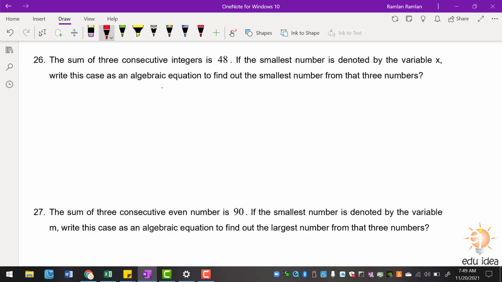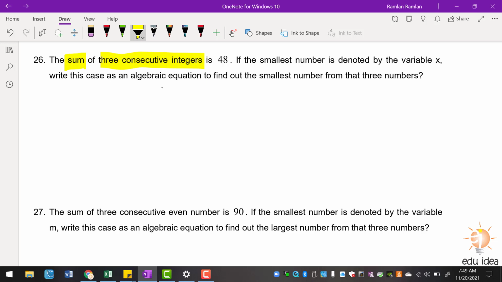Okay, so we have three numbers, right? And then it said on the first sentence we have the sum. Again, we have sum here. So sum means like the same thing like total, you add, right? So what are you adding here? You are adding three consecutive integers.